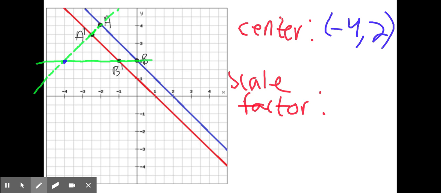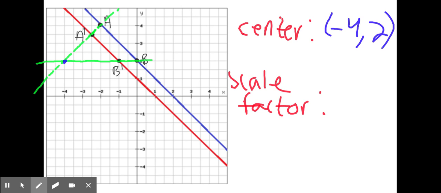Now, let's say that your image and pre-image weren't lines. Let's say they were some kind of polygon. You could do the same thing, right? You can connect all sets of corresponding points, though after you do 2 sets, like A and B, when you add C or D or any other points, they should all also intersect at the same point.